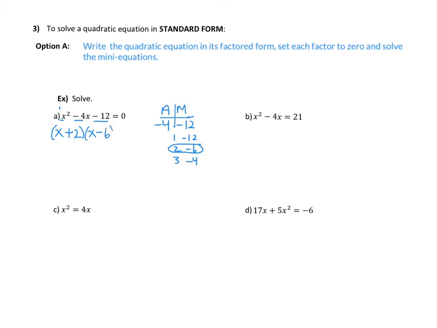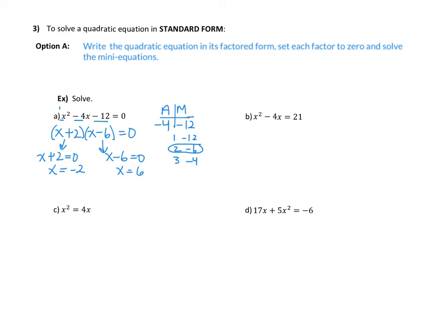And that goes just directly into the factored form. I don't have to worry about the decomposition because I only have a 1x. So then my mini equations would be x plus 2 equals 0. Subtract 2 from both sides, x equals -2. And then x minus 6 equals 0, x equals 6. So my two solutions to this would be -2 and +6.